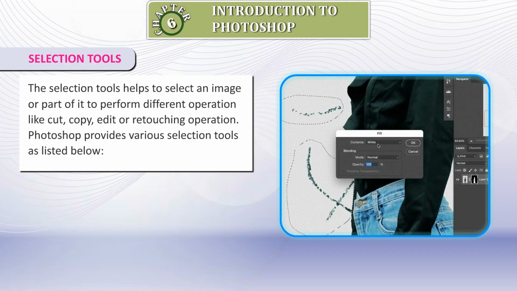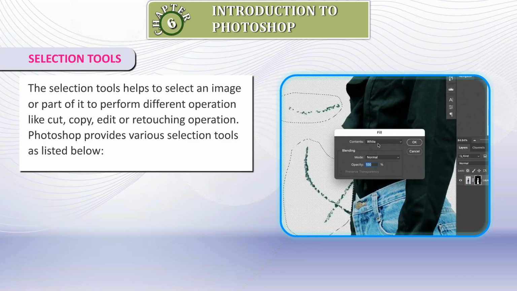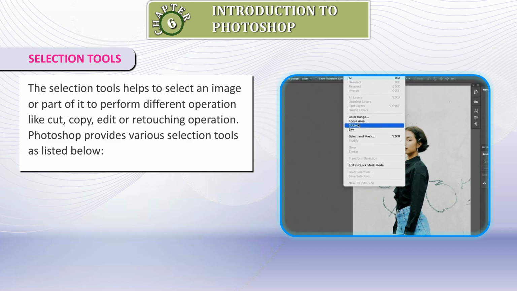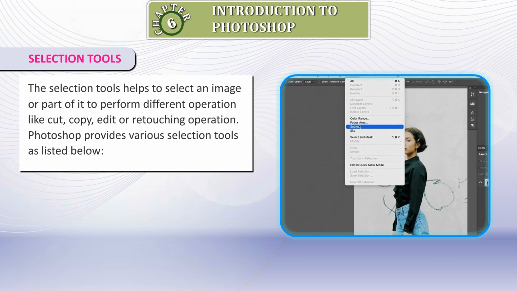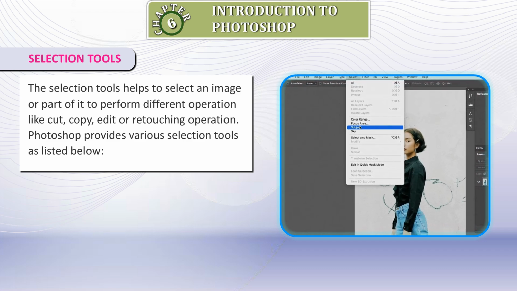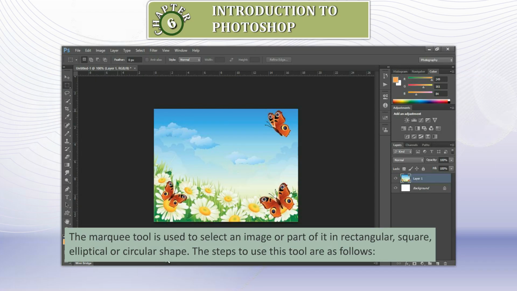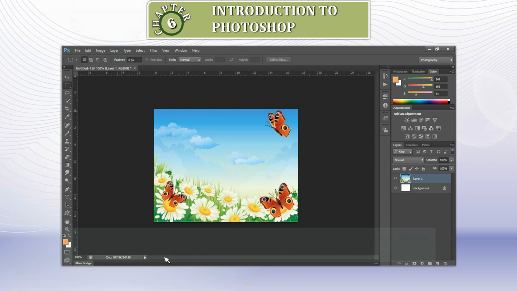Selection tools. The selection tools help to select an image or part of it to perform different operations like cut, copy, edit or retouching operation. Photoshop provides various selection tools as listed below. Marquee tool. The marquee tool is used to select an image or part of it in rectangular, square, elliptical or circular shape. The steps to use this tool are as follows.